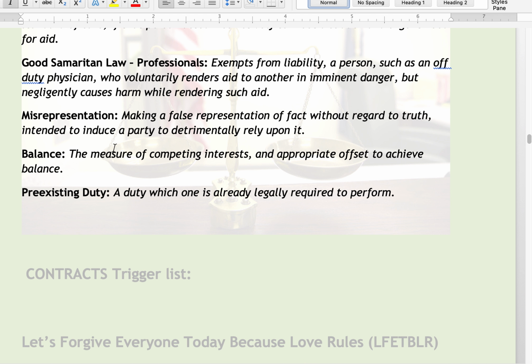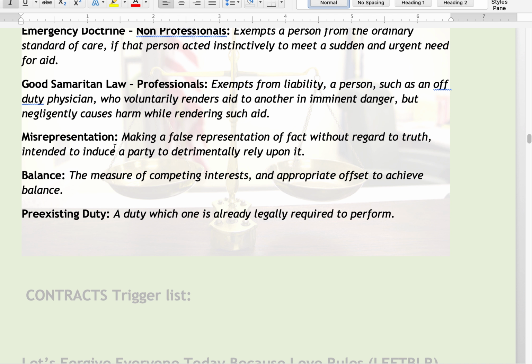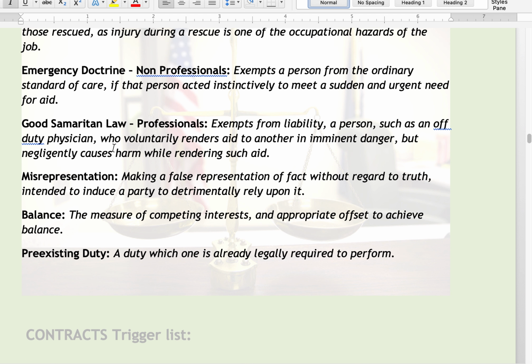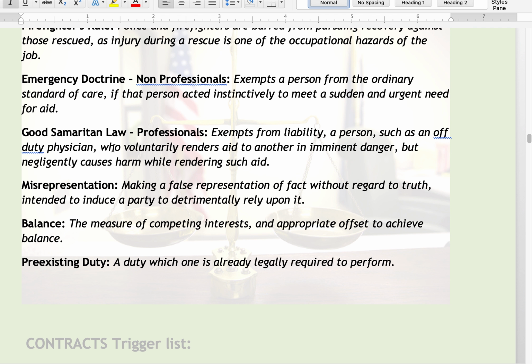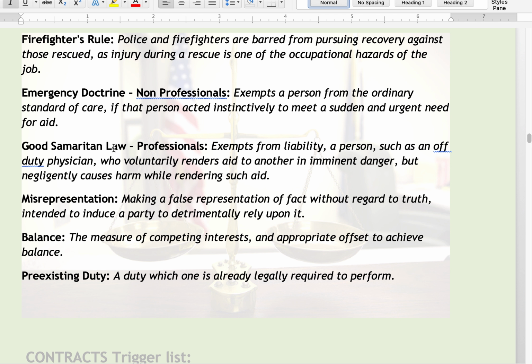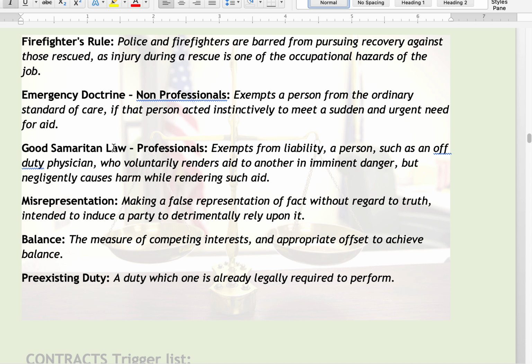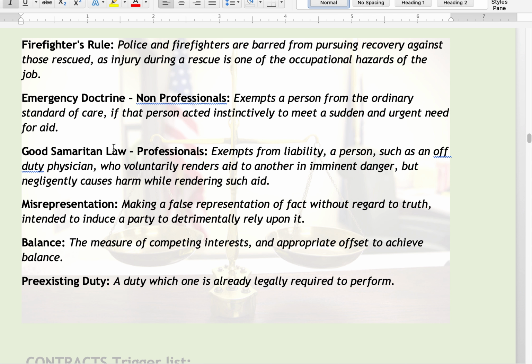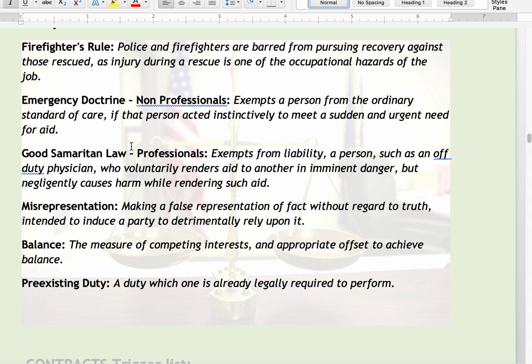Good Samaritan law. Professionals: exempts liability. A person such as an off-duty physician who voluntarily renders aid to another in imminent danger but negligently causes harm while rendering such aid. Misrepresentation: making a false representation of fact, without regard to truth, intended to induce a party to detrimentally rely upon it. Balance: the measure of competing interests, an appropriate offset to achieve the balance. Pre-existing duty: a duty which one already is legally required to perform.